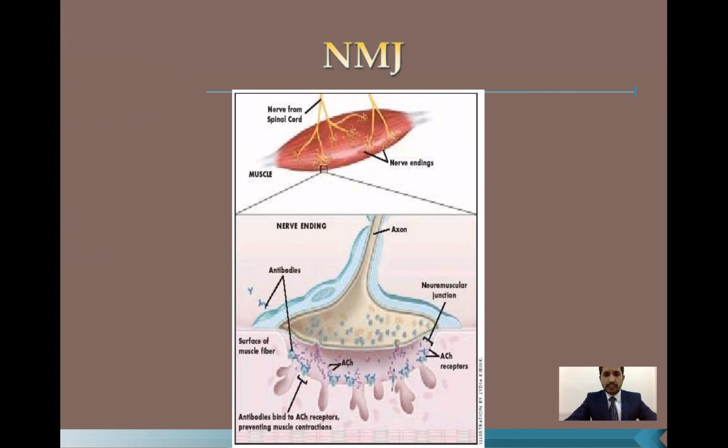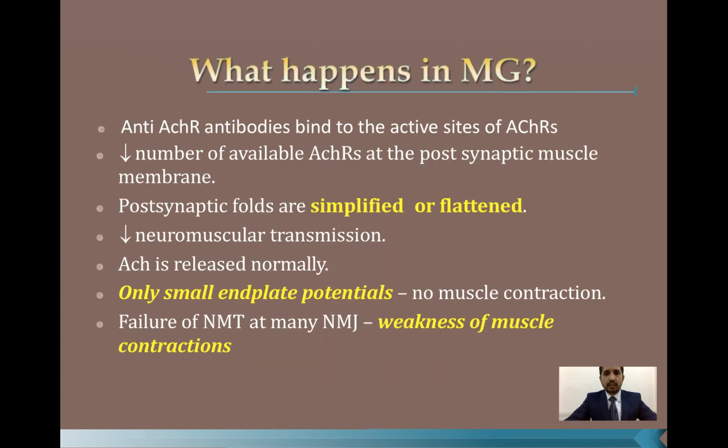What happens in myasthenia gravis is that although the acetylcholine is released, these receptors are blocked by anti-acetylcholine receptor antibodies. These antibodies attach to the active site, so there is no receptor present for acetylcholine to bind, and hence no action potential is generated, or the action potential that is generated is very weak. This weakness and fatigability is the cardinal feature of myasthenia gravis.